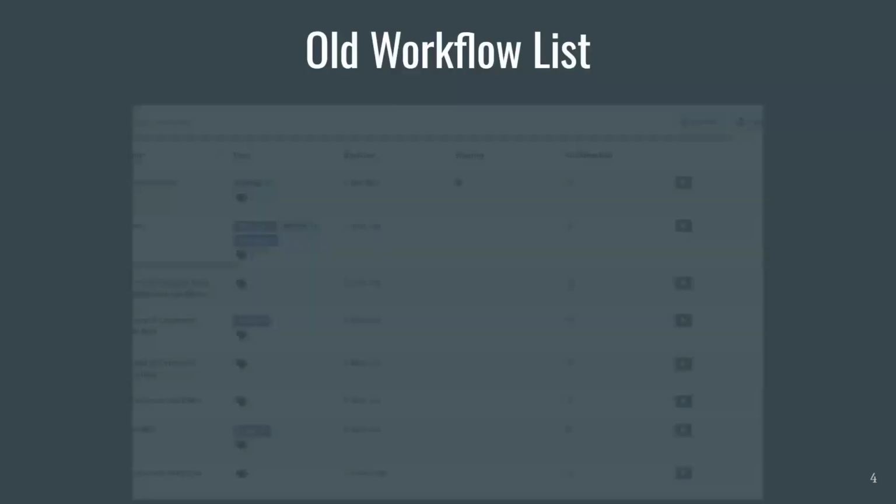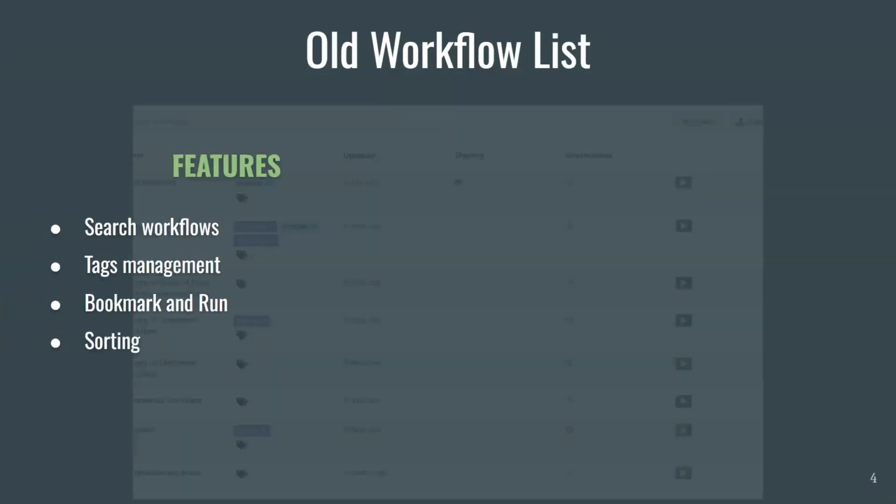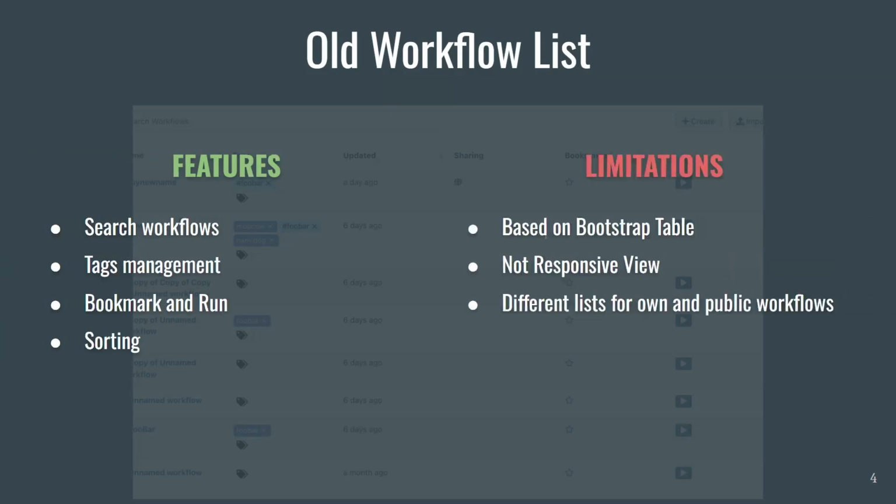As you know, the previous workflow list has many features, such as search, tag management, bookmarking, running, or sorting, the common and useful features that every list is expected to have. But it also has some limitations. It's especially based on the bootstrap table, which has some limitations in development and maintenance. As part of our effort to get rid of third-party frameworks and have something more maintainable and more open source, we decided to not use bootstrap tables anymore.